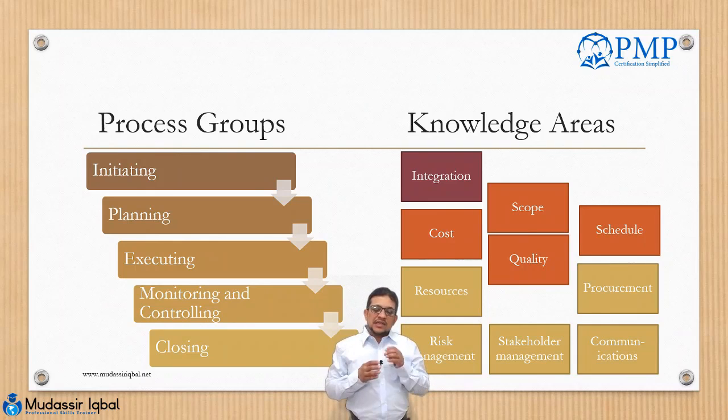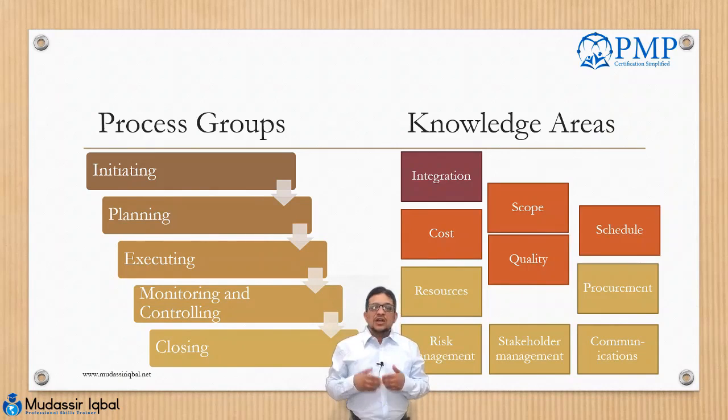So these process groups will tell you what kind of process we are doing. If we are working on identifying the work breakdown structure, or identifying the sequence of activities, or working on the budgeting, it means we are working in a planning process group.